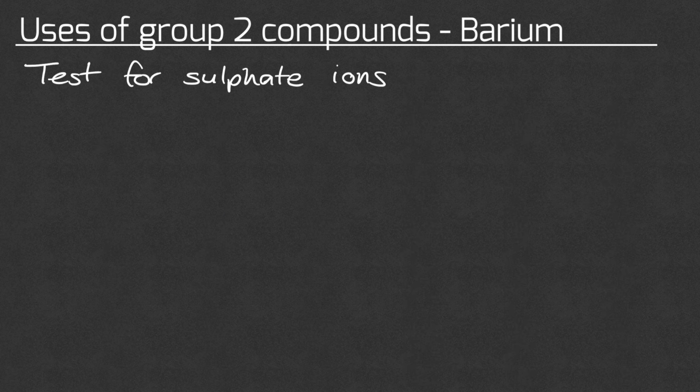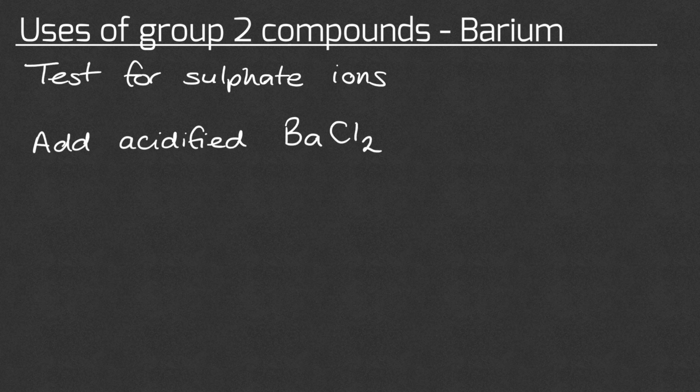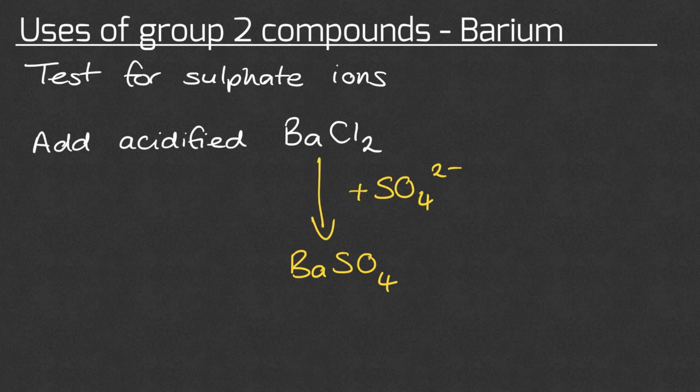We can also use barium as a test for sulfate ions, which is something you'll have briefly covered in GCSE chemistry. So the first step is to add some acidified barium chloride solution. So the barium would then react with any sulfate ions present, forming barium sulfate. And this would form an insoluble white precipitate, so it'd be quite obvious to see if you formed that, therefore confirming the presence of sulfate ions in your solution.